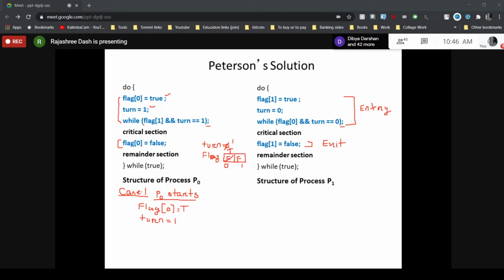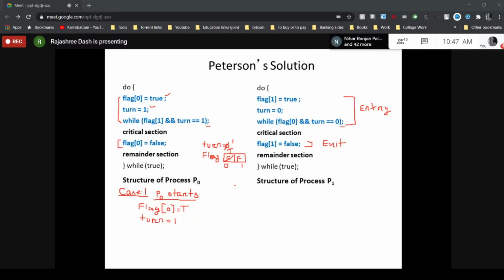So in the while statement, flag 1, what is the value of flag 1 now? Just check. Who will tell me? Am I audible? Yes, ma'am. What is the value of flag 1 now? Look at the flag. False.